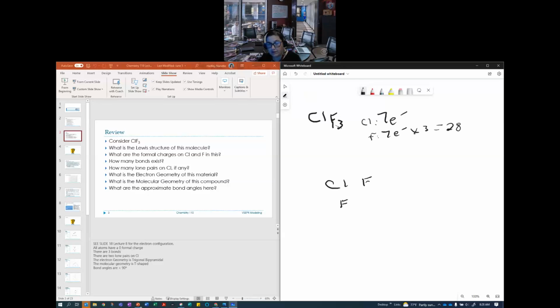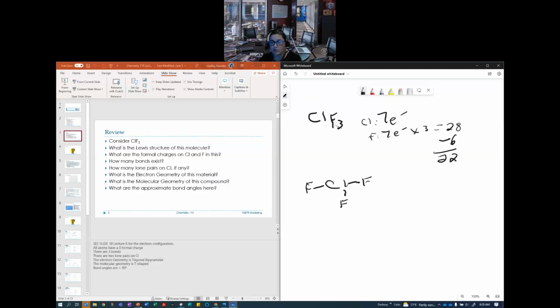Around here, put the 3 Fs around it. So that's my first step. So I have a total number of electrons. Now I've drawn my base structure. And I draw one bond in between the chlorine and each of the fluorines. So that takes up 2, 4, 6 electrons that I needed to deal with. That leaves 22 electrons that I then need to distribute.